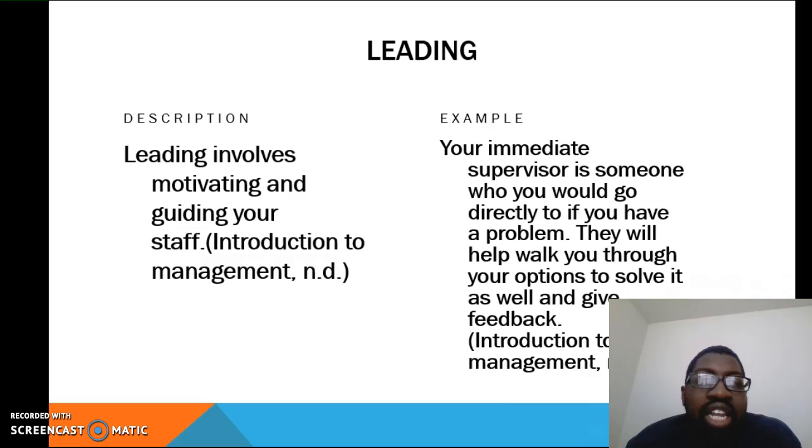Leading. Leading involves motivating and guiding your staff. This is much more than just giving orders or rules to follow. This is empowering your staff to be able to do the things that you need them to do without your immediate supervision. An example of this would be your immediate supervisor, somebody you would go to directly if you have a problem. They help you walk through your options needed to solve it, as well as give constructive feedback, but ultimately, they let you come to your own conclusion.